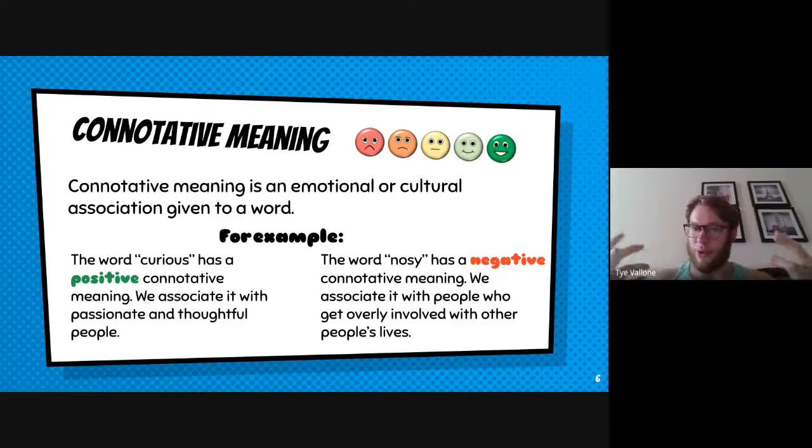So the thoughts and emotion or association we give to a word, that's the connotative meaning. And usually it's positive or negative. If somebody calls you curious, it might almost be like a compliment. If somebody calls you nosy, you might get upset because that has a negative connotation attached to it. So that's our connotative meaning.